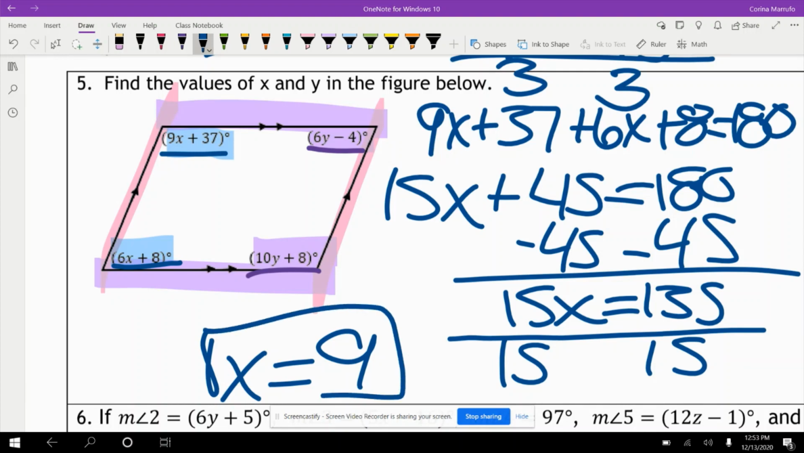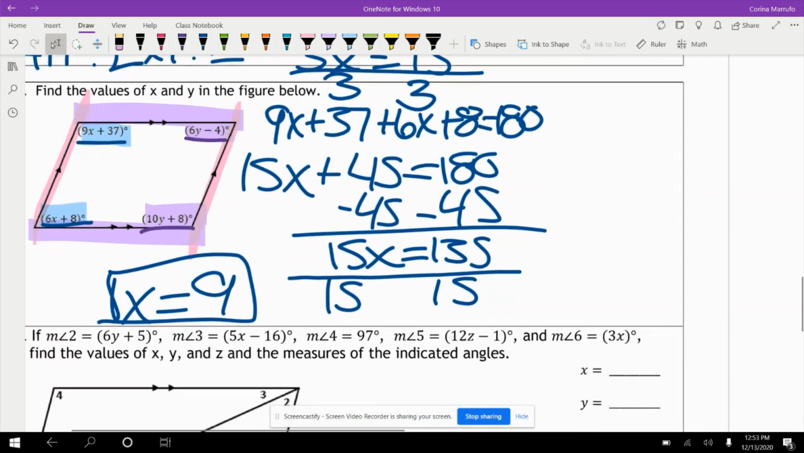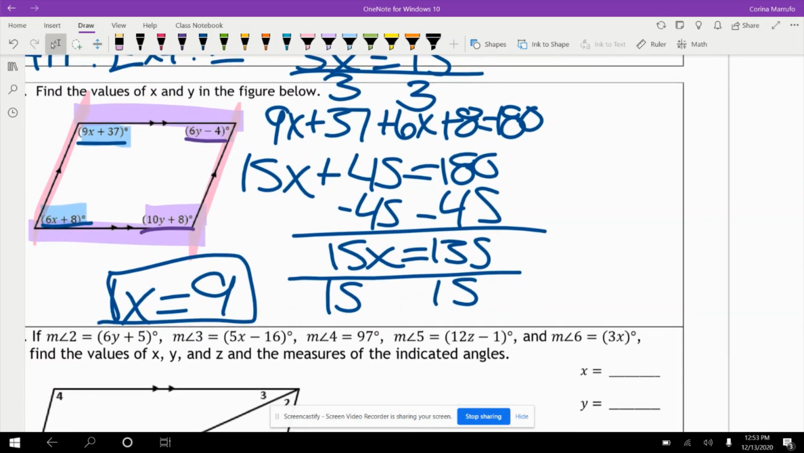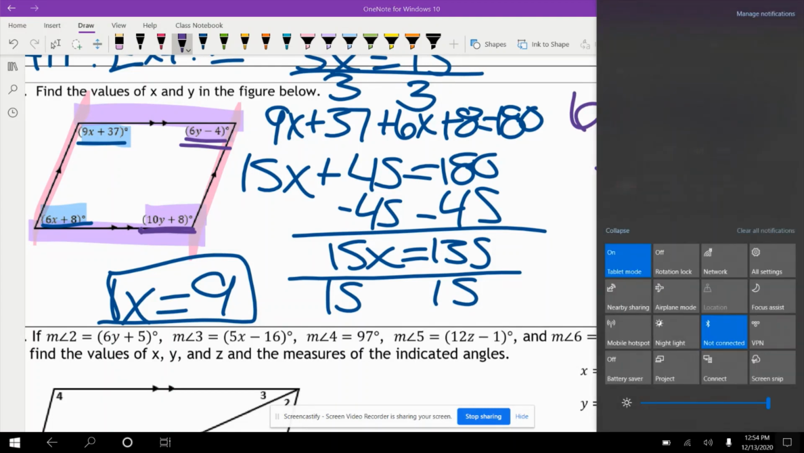Okay, so we already found x. Now we need to find y. So there's several ways we can do this. I'm just going to do it the exact same way that we found the x's. I'm going to find the y's the same way. So because these are same side interior, that means that they are supplementary. So 6y minus 4 plus 10y plus 8. Oh, let me move it over.